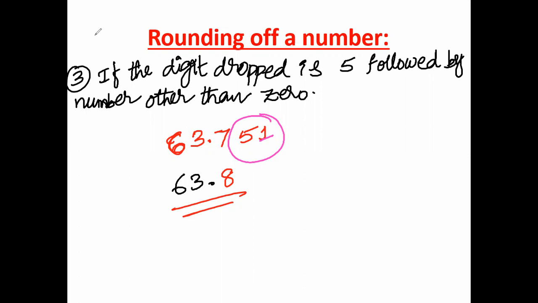So if the digit to be dropped is 5, and 5 is followed by a number, maybe 1, 2, 3, 4, 5, 6, whatever it may be, then the preceding digit will be raised by 1. If 7 is there, 7 becomes 8. If 8 is there, 8 becomes 9, like that. So the preceding digit will be raised by 1.